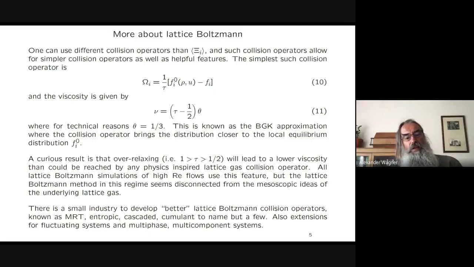And there is a small industry to develop better lattice Boltzmann collision operators, as in MRT, entropic, cascaded, cumulant collision operators, which have nicer properties, and then of course extensions to fluctuating systems and multi-phase and multi-component systems. And how you do this is always derived by what you can simulate in terms of macroscopic equations, but it's not really as much motivated from the microscopic underlying physics.